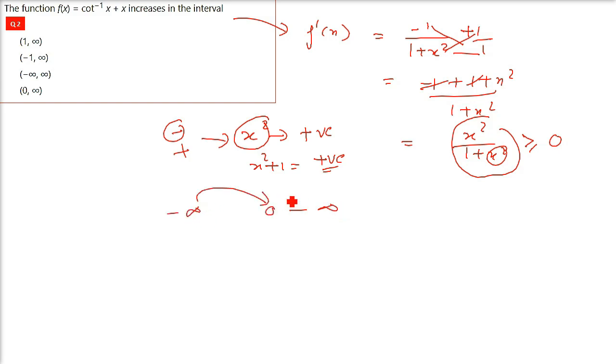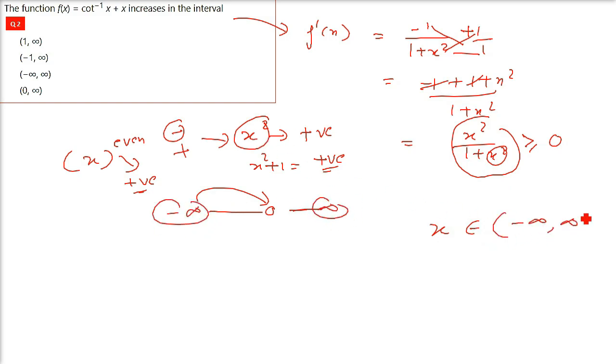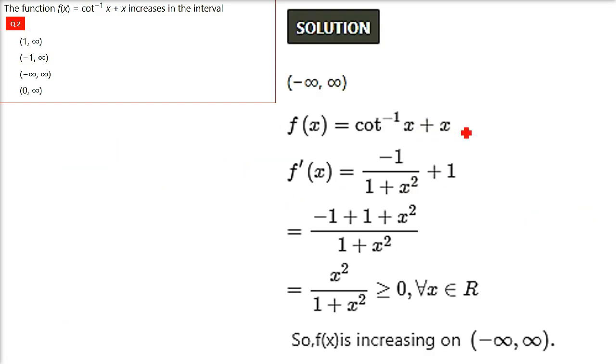Because negative value will be negative infinity to 0. You can put any value, but when it is squared, it will always be positive, because anything even powered, to any x value or y value, will always be a positive value, right? So this is asking about the function. In which interval is it increasing? So you can say x belongs to negative infinity to infinity. I'm saying it will always be positive, so negative infinity to infinity is the answer. So this is the simple explanation.